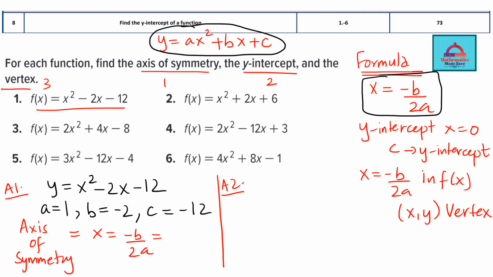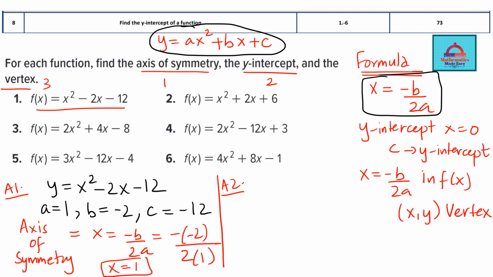Let's plug in the values. b is minus 2, a is 1. So this is going to be x equal to 1. We've got our axis of symmetry. Let's put this value back in the equation and get our answer.